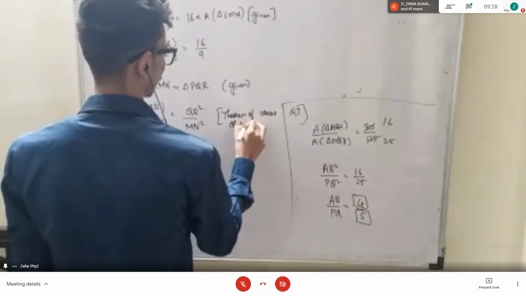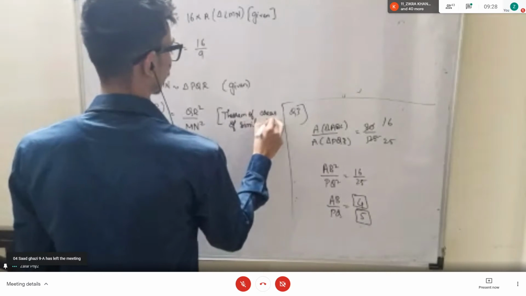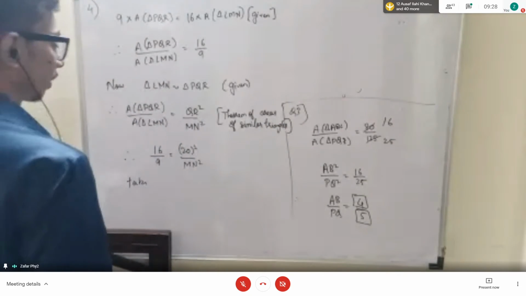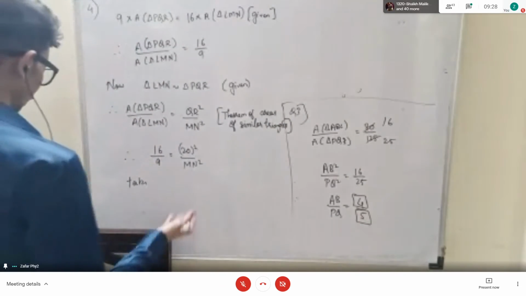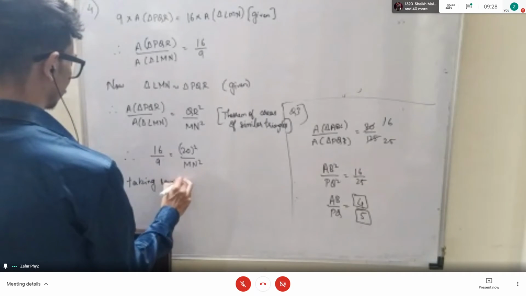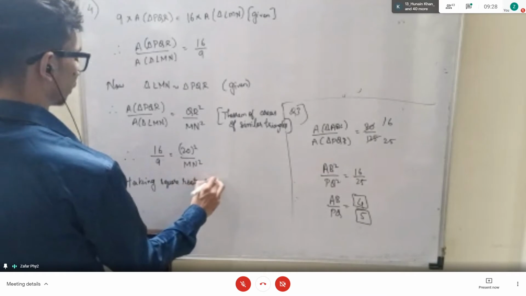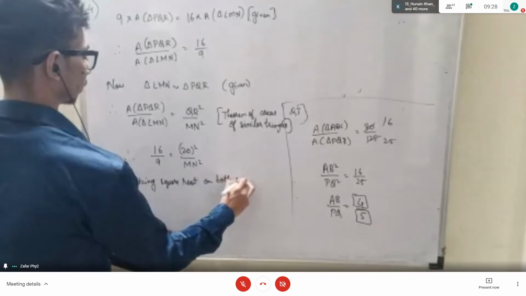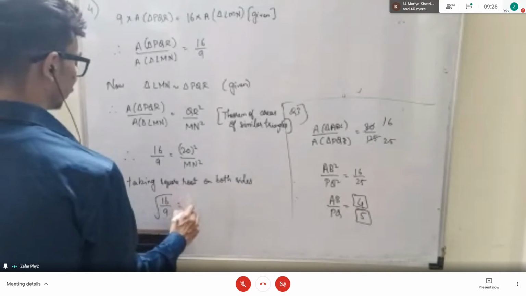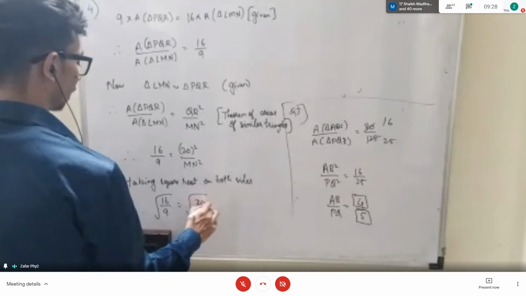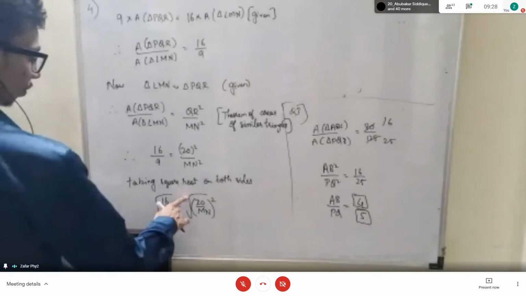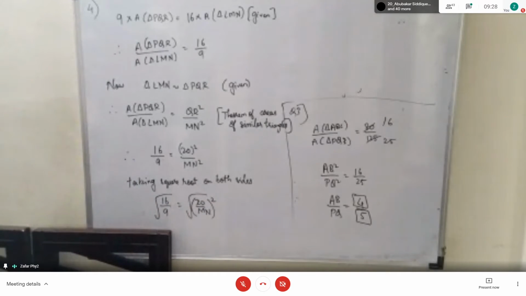Areas of similar triangles. Theorem of areas of similar triangles. So done. Now taking square root on both sides. So this comes root of 16 by 9 is equal to root of 20 by mn square. This root and square will get cancelled.